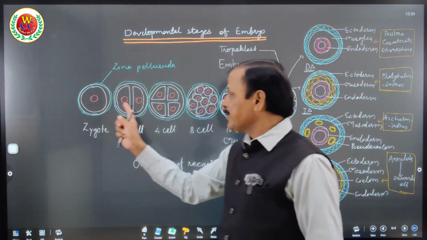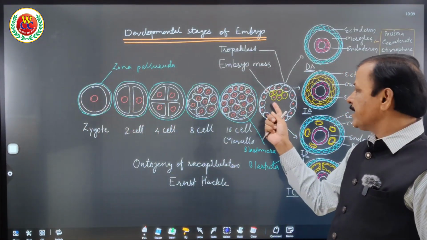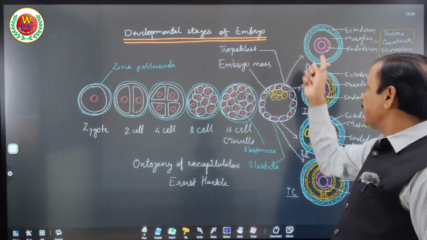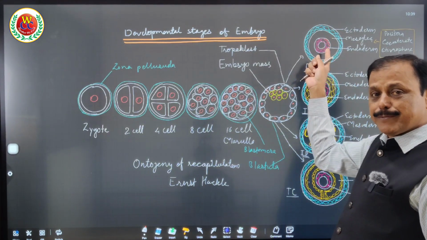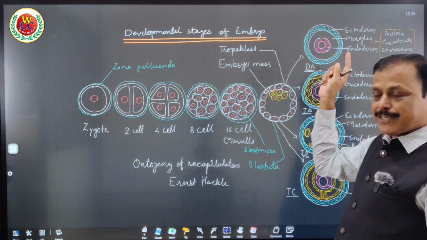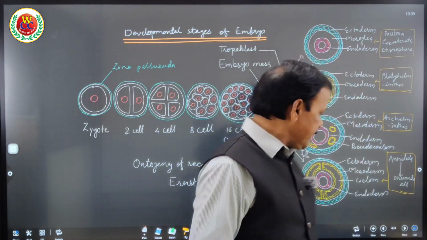Here, see here, zygote, 2 cell, 4 cell, 8 cell, 16 cell, morula, blastula and gastrulation. This is the gastrula, that is 2 germinal layers, ectoderm and endoderm, diploblastic. So same development. So it's very easy to understand.